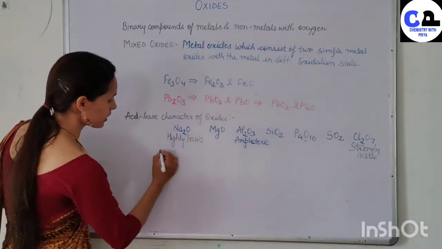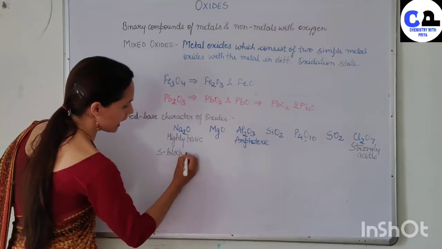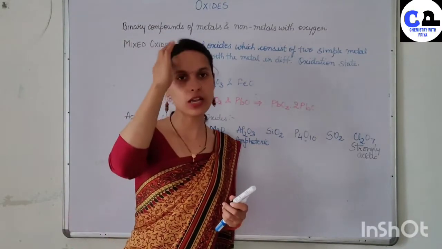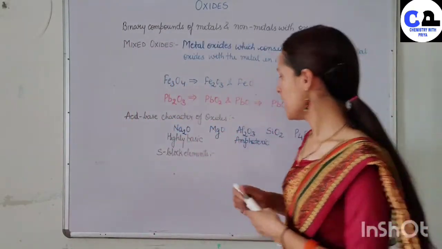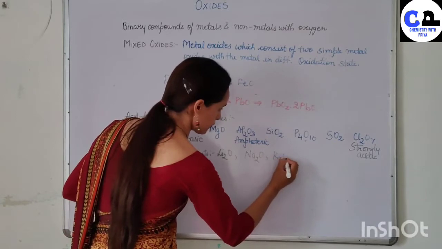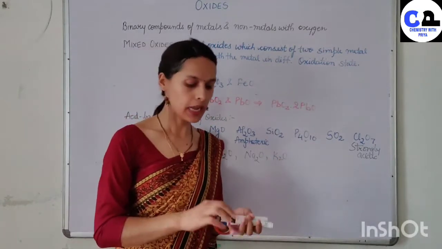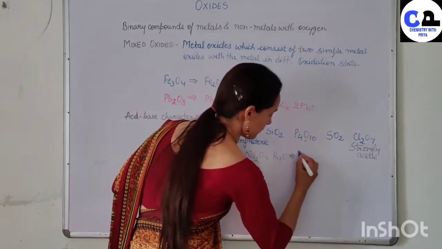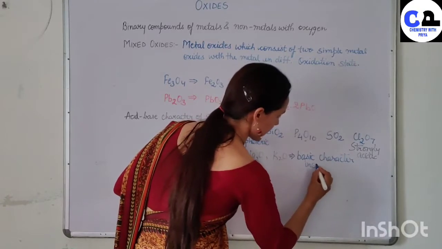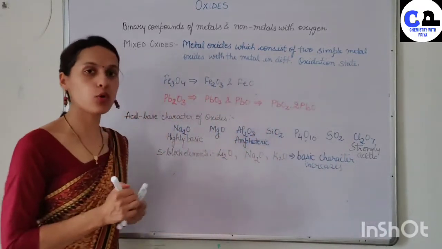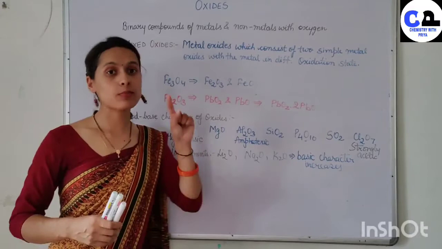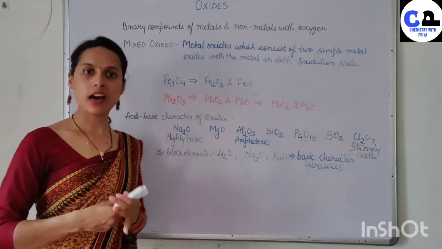Now, if we talk about the S-block elements, as we move down the group, for example, if I take Li2O, Na2O and K2O, what happened? Basic character increases. It means K2O is more basic than Na2O, and Na2O is more basic than Li2O. We are talking about S-block elements, meaning alkali metals and alkaline earth metals.